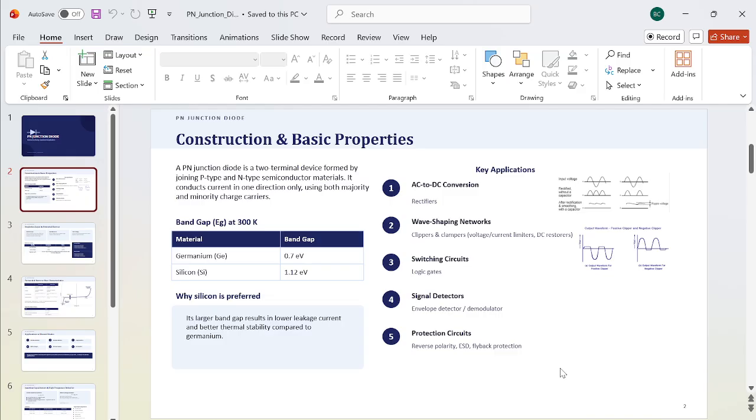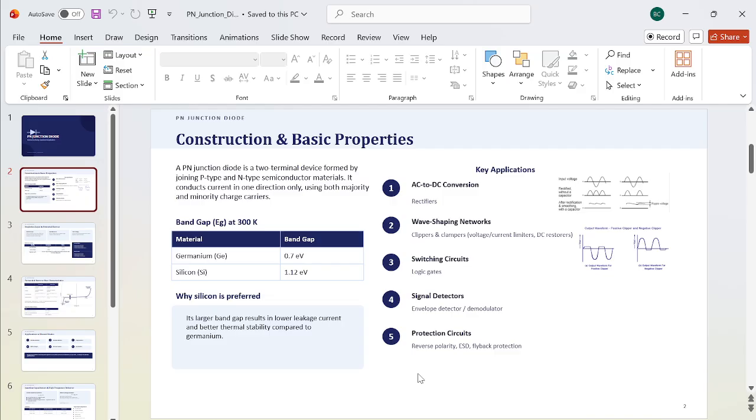For constructing this device, the suitable materials are germanium and silicon, as you all know, and their band gaps are roughly 0.7 electron volt for germanium and 1.12 electron volt for silicon. Now the question comes: why is silicon preferred for most of the semiconductor devices? It is because of its larger band gap, which results in lower leakage current.